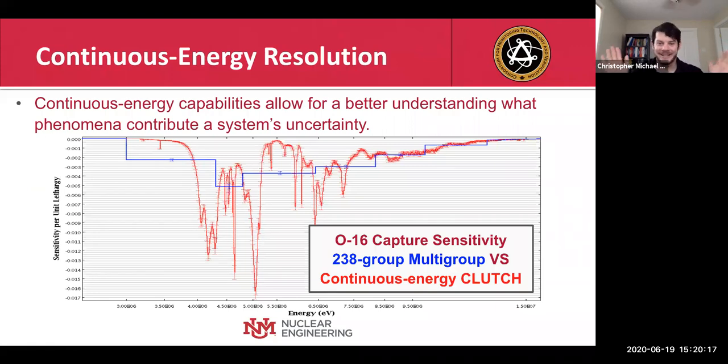Here's some cool plots that I like to geek out over for these sensitivity coefficients. I like the sensitivities because you really get to see how different parts of the nuclear data impact the calculation. So here's a sensitivity of K effective due to the high energy oxygen 16 capture cross sections. So oxygen 16 has all these weird capture resonances at higher energies. And in the blue, you see just some multigroup approximation that doesn't really show you the structure of things. But in the red, if you use continuous energy methods and you make really, really small energy bins, you can really see the impact that all these resonances have on the eigenvalue.